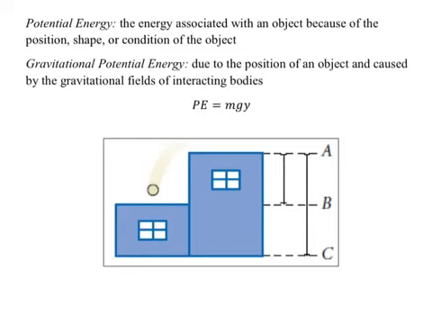Okay, so let's take a look at gravitational first. Gravitational potential energy is due to the position of an object and caused by gravitational fields. So for example, when I stand up on this chair, I have gravitational potential energy because if I step off the chair, what's going to happen? You're going to fall. I'm going to fall. I'll catch you. So I have the potential to change my motion based on my height.